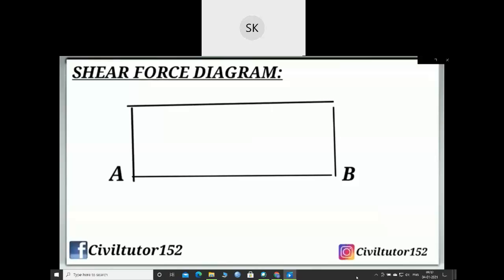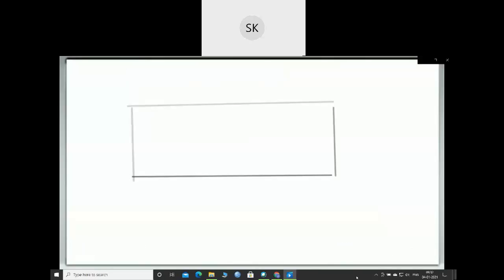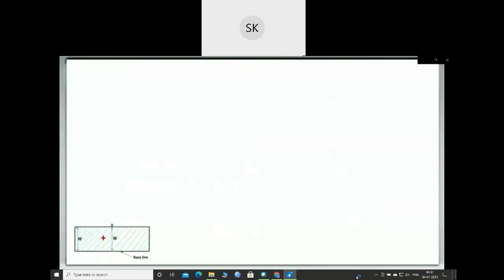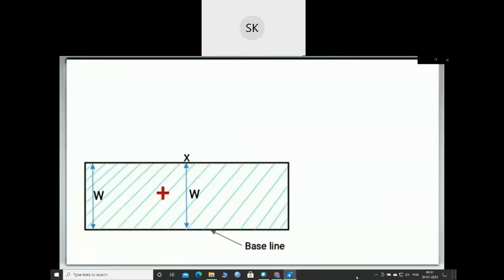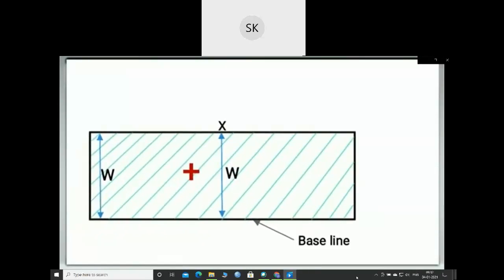Hence this will be our shear force diagram. To make it clearly visible for you, our shear force diagram will look something like this. This is the baseline, and since the shear force is positive, that's why our diagram is drawn above the baseline.